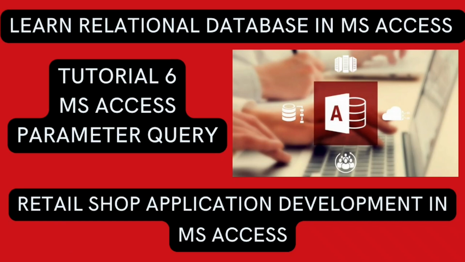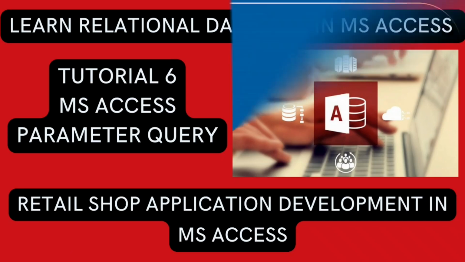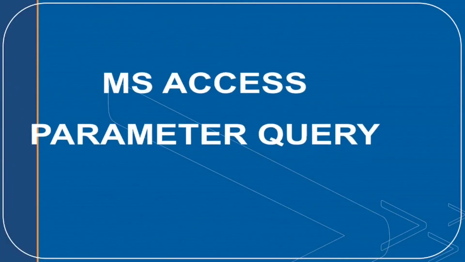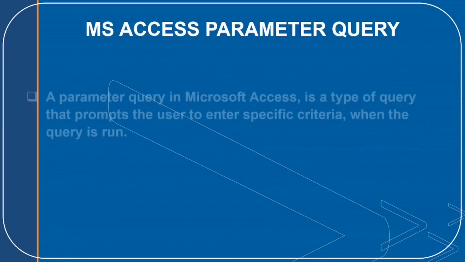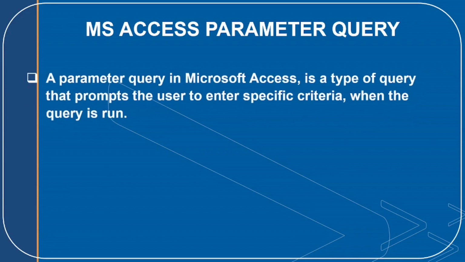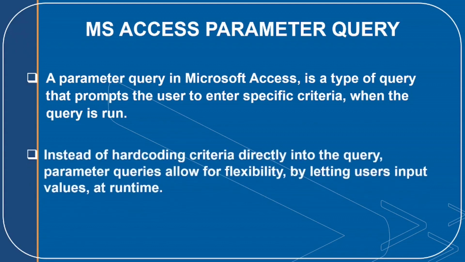In this tutorial you will learn MS Access parameter query. One very obvious question you may ask me: Sir, what is a parameter query? I'll explain. A parameter query in Microsoft Access is a type of query that prompts the user to enter specific criteria when the query is run. Instead of hard-coding criteria directly into the query, parameter queries allow for flexibility by letting users input values at runtime.